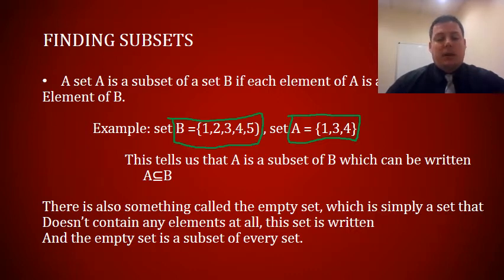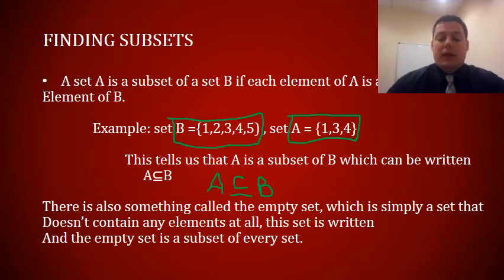Another example might be if you have the set of odd numbers, a subset of that may be 1, 3, and 5 by itself. So the way we would write this, which tells us that A is a subset of B, is in math language as A ⊆ B, or A is contained within B, is another way of saying that.